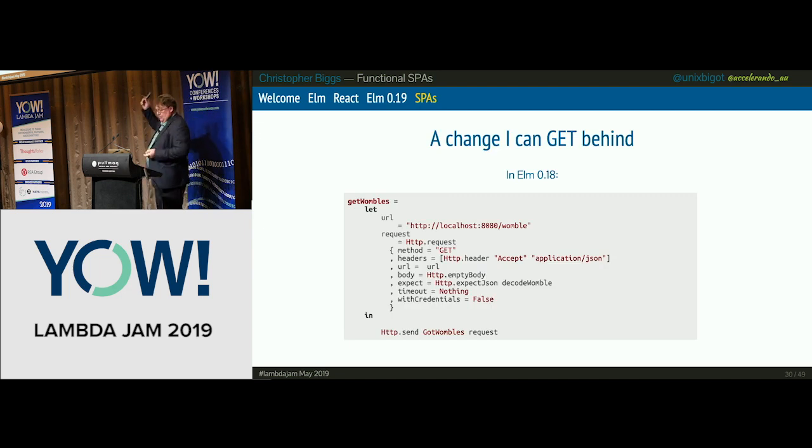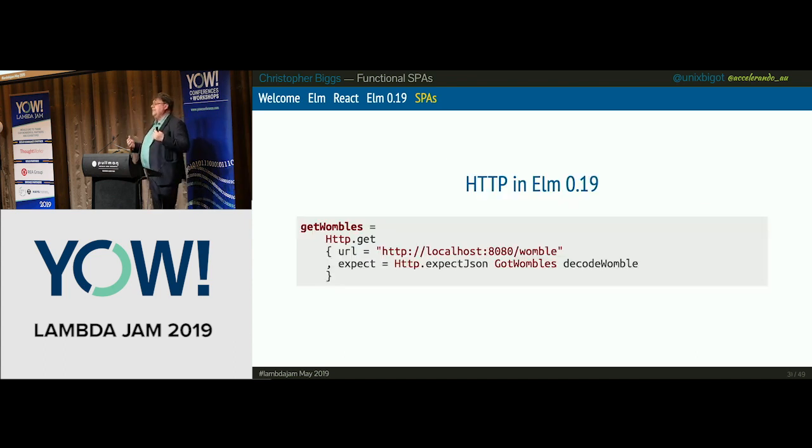Last year, doing an API call looked like that. We had to create an HTTP request, set a bunch of parameters on it, define a handler to process its response, and then emit a command to send that request, and then later on receive the processed response. In the latest Elm, it all happens in one step.